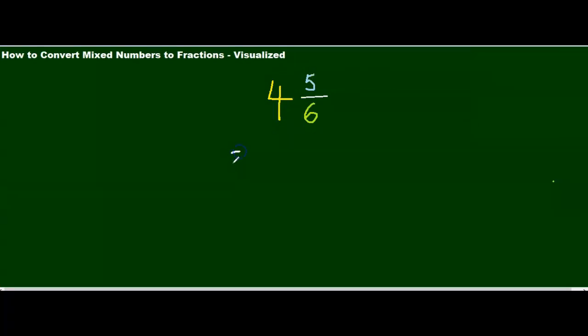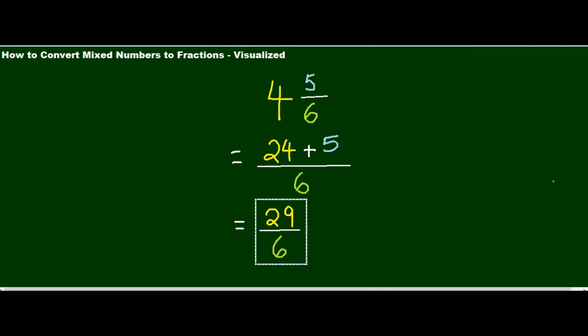Okay, I'm going to go a little faster now. What about 4 and 5 over 6? Again, look at your denominator. Look at your whole number. 4 times 6 gives us 24, plus the 5 in our numerator over the 6 in our denominator. Simplify our numerator. 24 plus 5 gives us 29 over 6. And that's our improper fraction.